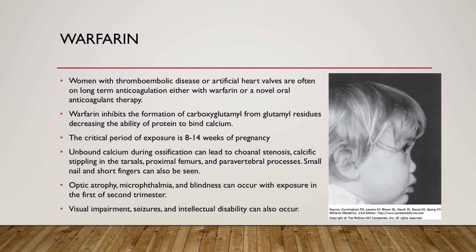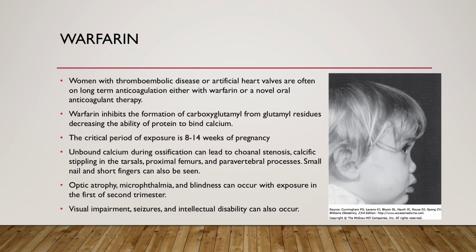The next teratogen is warfarin. So women with thromboembolic disease, artificial heart valves, often need long-term anticoagulation and will often be on warfarin or some other anticoagulation. Warfarin is the most studied as a teratogen. So warfarin inhibits the formation of carboxyglutamyl from glutamyl residues. So there will be an inability of proteins to bind to calcium. So there will be unbound calcium in fetal circulation. The critical period of exposure is 8 to 14 weeks of pregnancy.